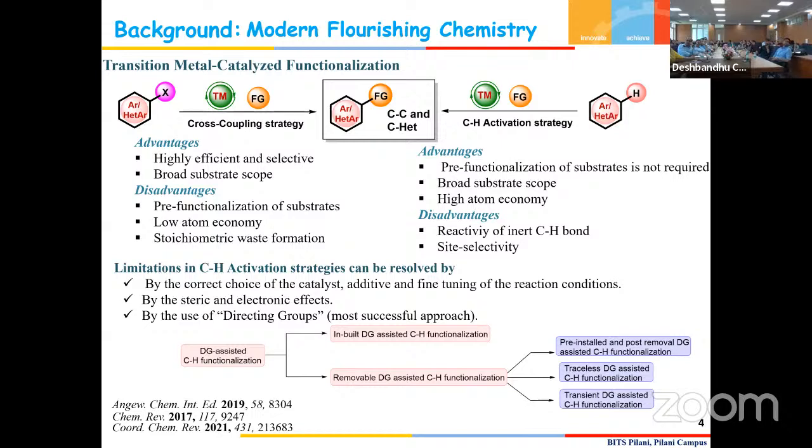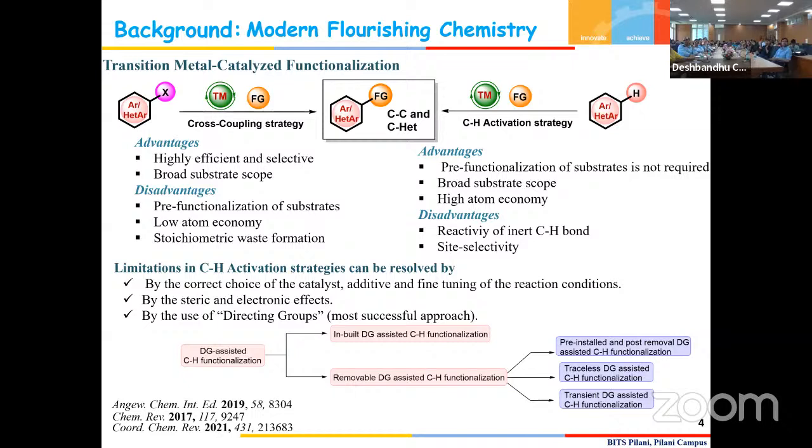But over the years, with the advent of metal catalyzed cross-coupling reactions starting from 1976, and the three people who got the Nobel Prize for palladium catalyzed cross-coupling reactions, chemistry has moved forward towards a flourishing modern concept, apart from the conventional chemistry. Moving forward from cross-coupling, I think the CH activation concept came into the limelight around 15-20 years back.